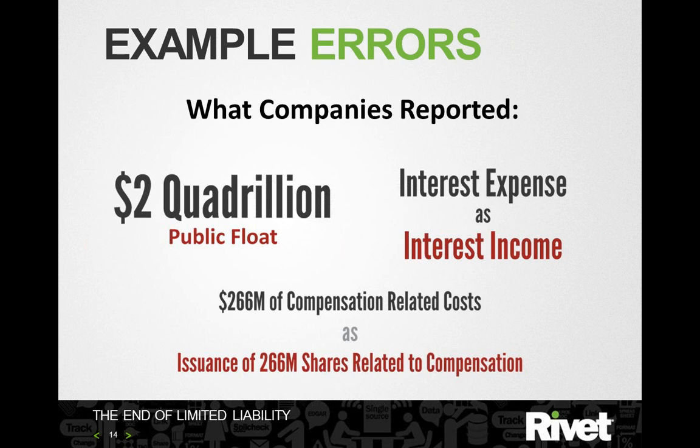And then here's another case of just 266 million of compensation-related costs. Was getting those confused with share items and monetary items. So you really want to be careful about making sure that you don't get the types mixed up and put the right unit on things. So with that, I will hand it back over to Phil.